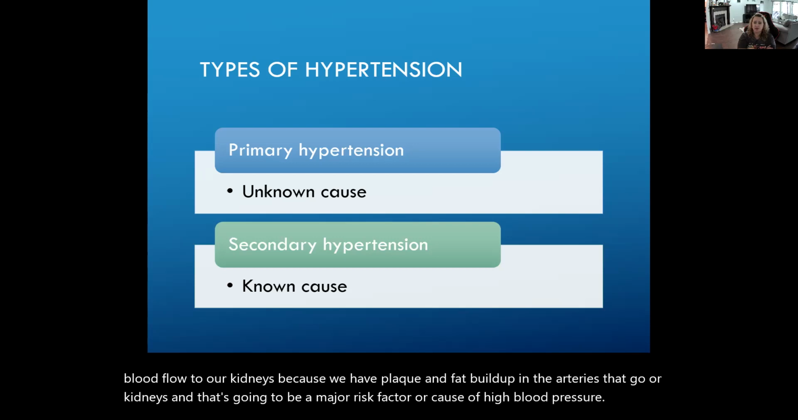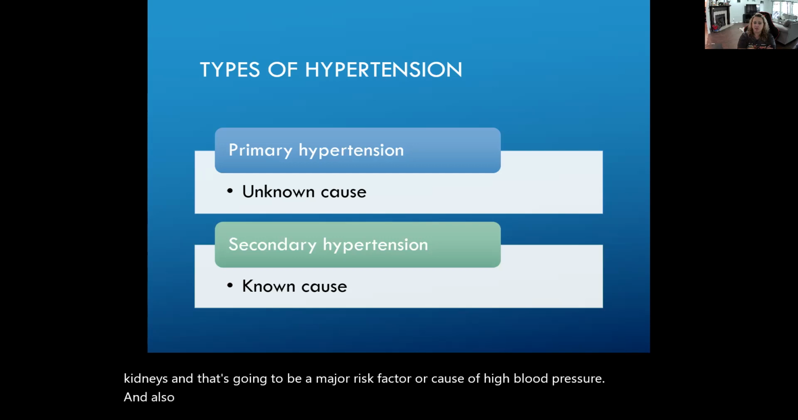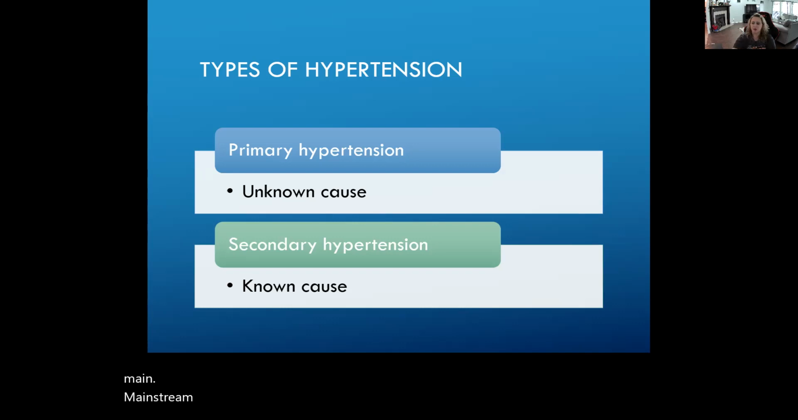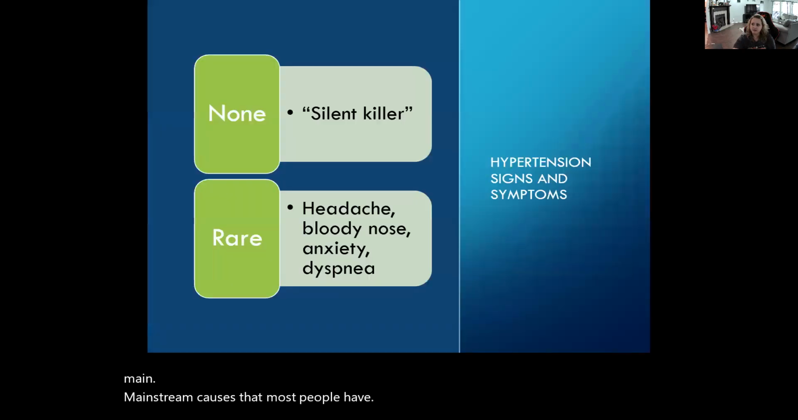Also, hypothyroidism is another cause of secondary hypertension. Okay, but those are your mainstream causes that most people have.